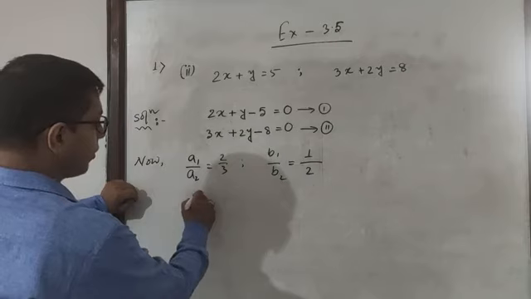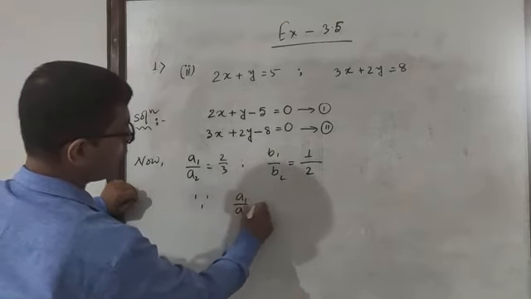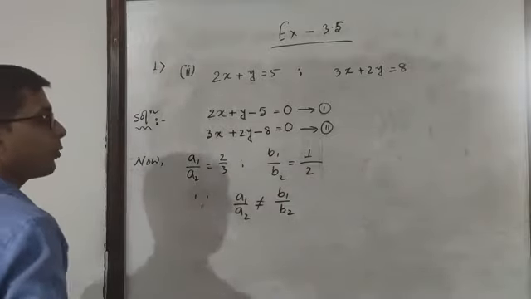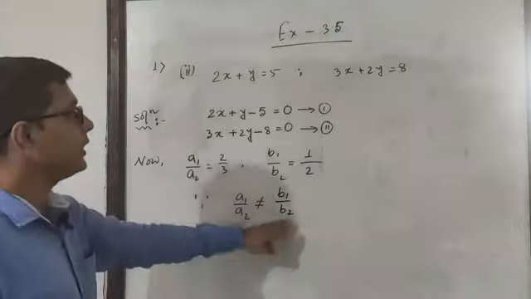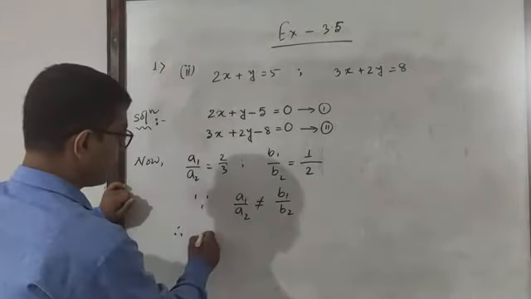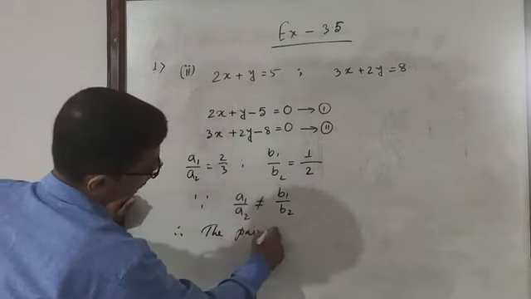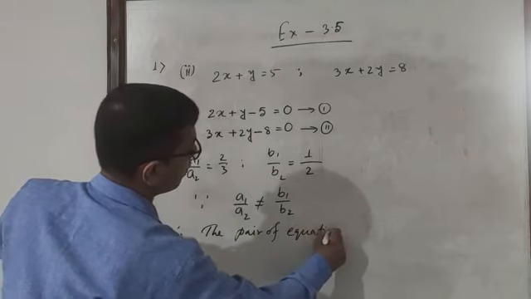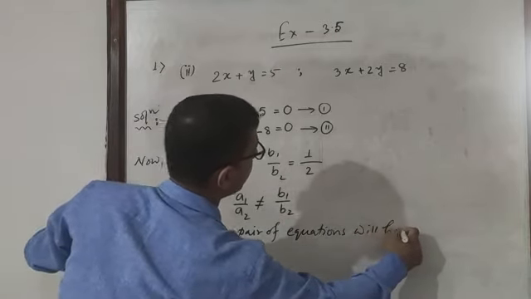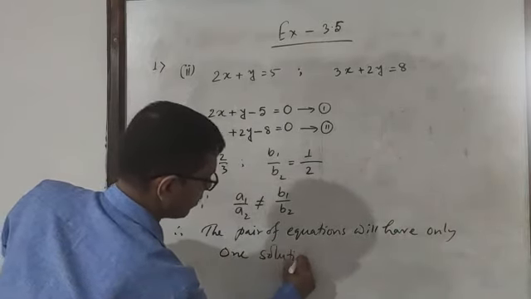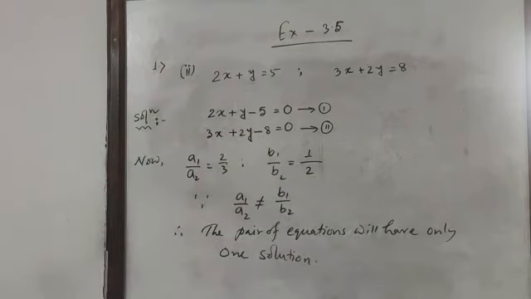Since a1 by a2 is not equal to b1 by b2, this tells us that the pair of equations will have unique solution. The pair of equations will have only one solution, you can write. Okay? The pair of equations will have only one solution. ঠিক আছে, this is the first step that we have done. এতিয়া second step যেটো আছে, we need to solve it.